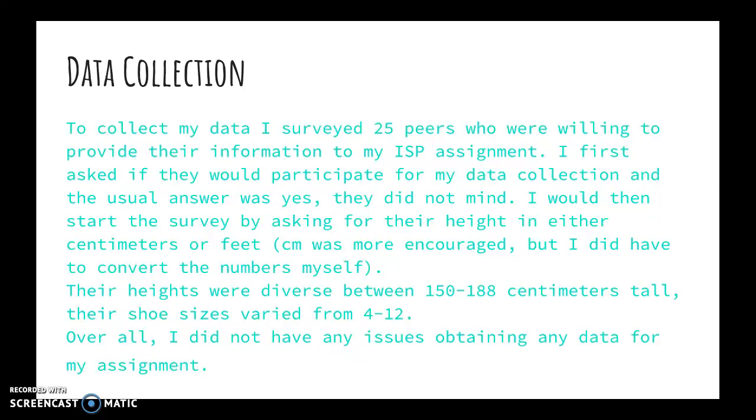Data collection. To collect my data, I surveyed 25 peers who were willing to provide their information to my ISP assignment. I first asked if they would participate for my data collection, and the usual answer was yes, they did not mind. I would then start the survey by asking if their height was in either centimeters or feet. Centimeters was more encouraged, but I did have to convert the numbers myself sometimes. Their heights were diverse between 150 and 188 centimeters tall, and their shoe sizes varied from size 4 to size 12. Overall, I did not have any issues obtaining any data for my assignment.